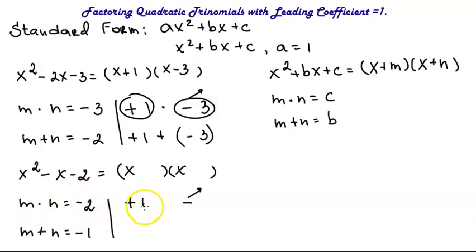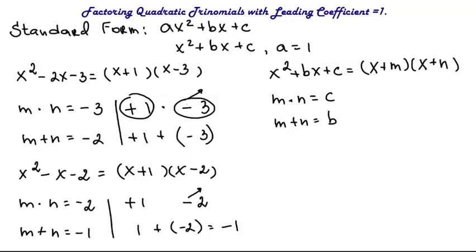So I would assume it's 1 and minus 2. 1 times negative 2 is negative 2. Now let's add them. 1 and minus 2 equals negative 1, checked out with the addition, meaning the numbers I was looking for are 1 and negative 2. So that will be x plus 1 times x minus 2.